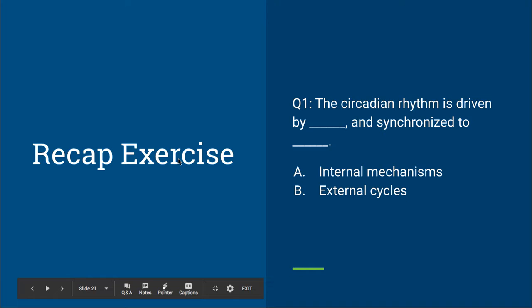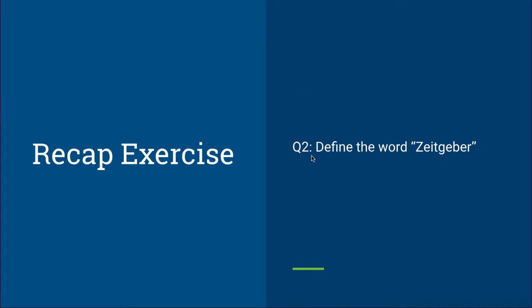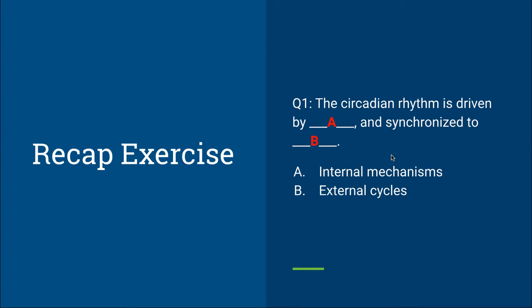So before I wrap up the presentation, let's go through some recap exercises. The first one is, the circadian rhythm is driven by what and synchronized to what? So the answer is it's driven by internal mechanisms and synchronized to external cycles. This is a common mistake, that people may say that the rhythm is driven by external cycles. This is something we need to pay attention to.